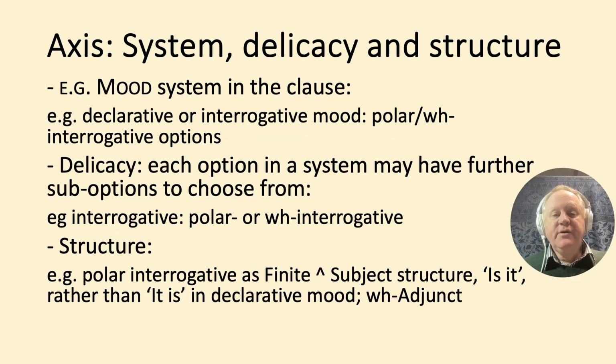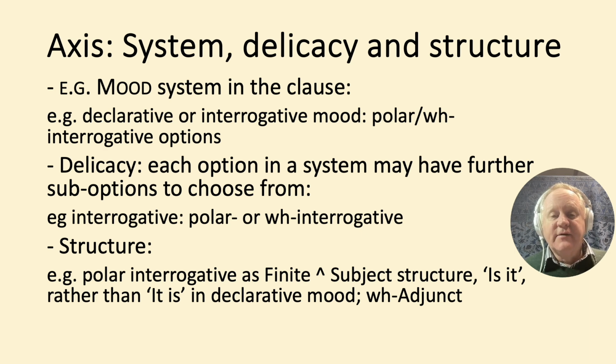So, for example, the mood system in the clause has options of declarative or interrogative mood. If a speaker selects interrogative, there is a further set of sub-options of polar interrogative, yes-no questions, or wh-interrogative, content questions. This notion that systems are ordered such that particular choices have further subsets of options for each choice is called delicacy. The choice of polar or wh-interrogative is a further step in delicacy from interrogative in the mood system.